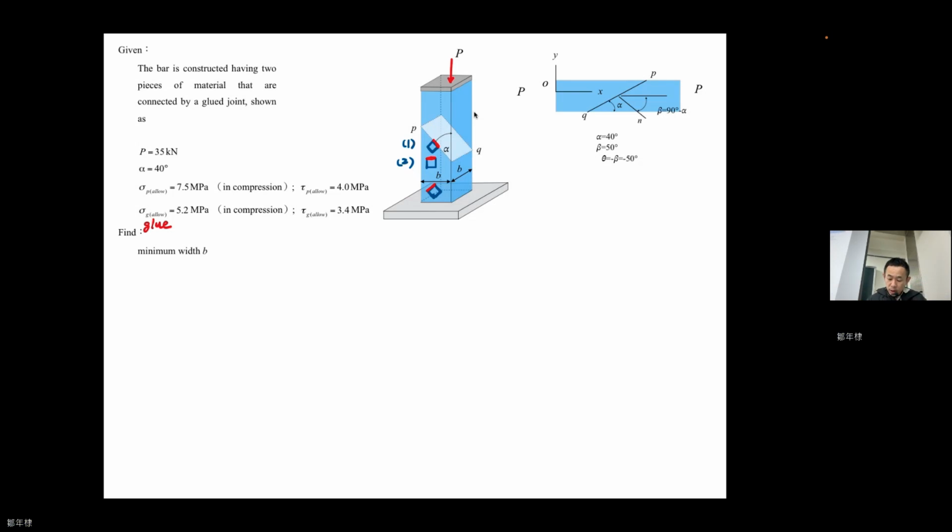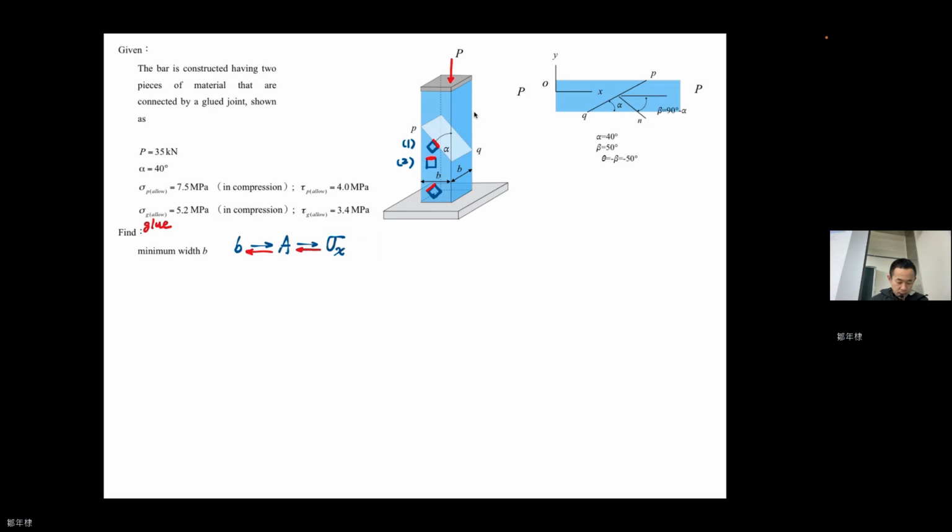The minimum B is what we need to determine, right? B here is related to area, and the area helps us determine sigma X. Our calculation will go from sigma X to B, because B is our answer. So we need to determine sigma X. Let me take a look.